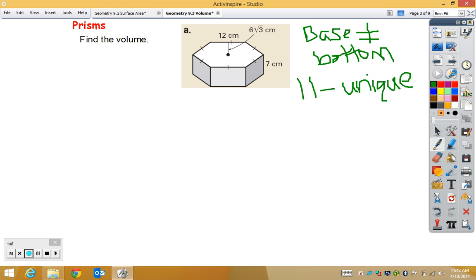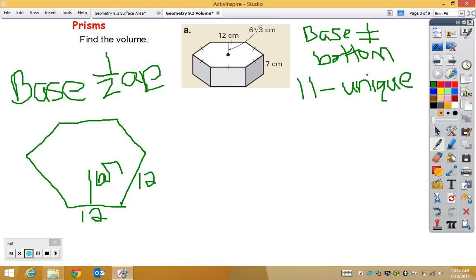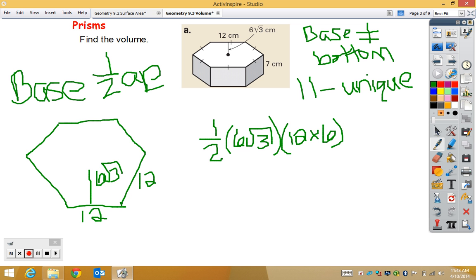So I need to find the area of my base, which is my hexagon. Remember the area formula for a regular hexagon is 1/2 AP. We know the sides are all 12, so we have the perimeter, and I actually also give you the apothem, which is 6 square root of 3. So I can find the area of the base, which is 1/2 AP. So 6 square root of 3 times the perimeter, which is 12, the length of each side, times 6.